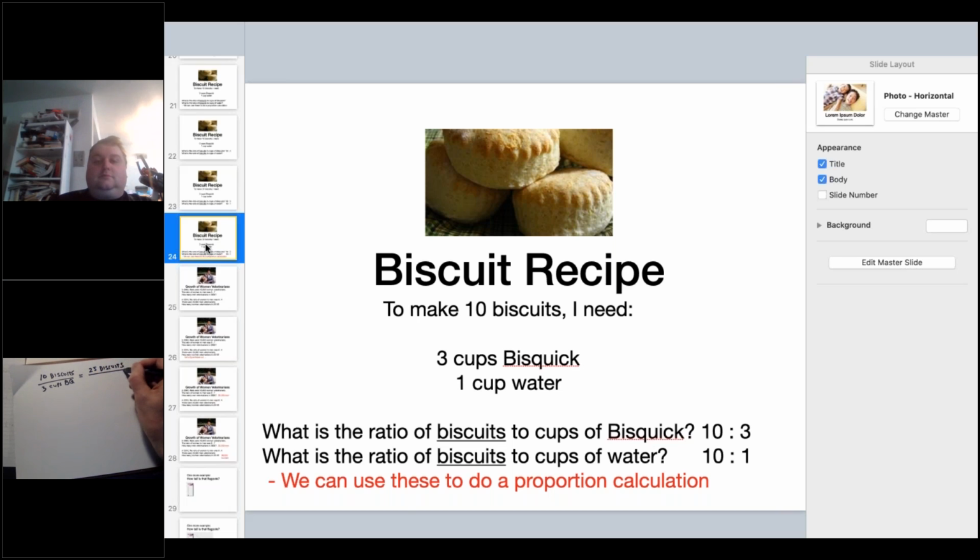And we don't know how many cups of Bisquick that we need. So just like most unknowns, we're going to call that X. So we need X cups of Bisquick. Okay? So we're going to use algebra to help solve. And if you remember, if we have two fractions like this that are equal to each other, we can do the cross product.